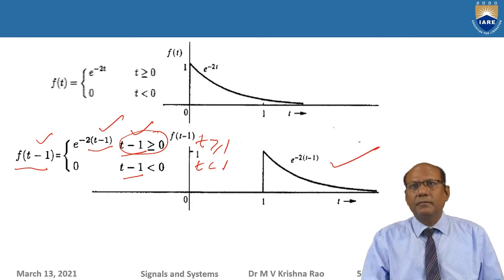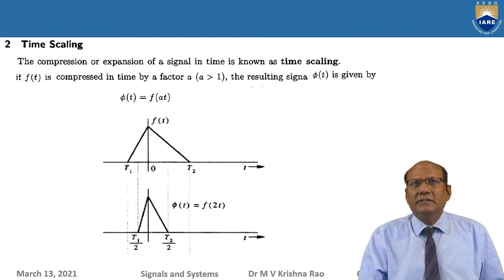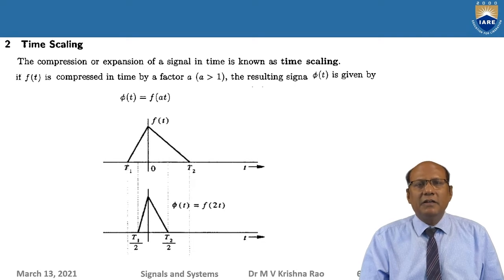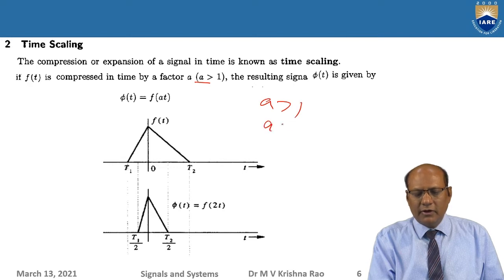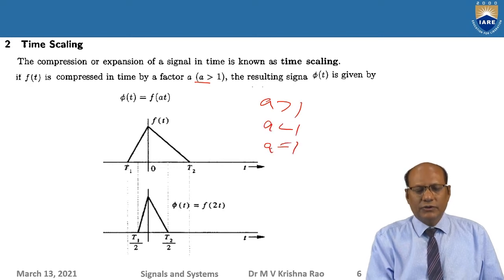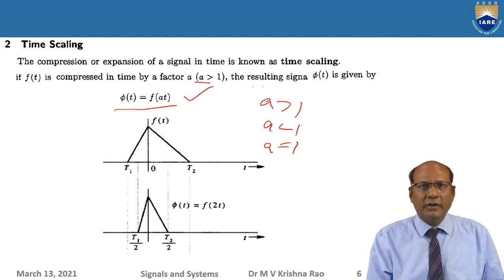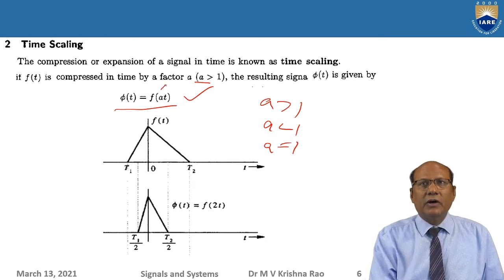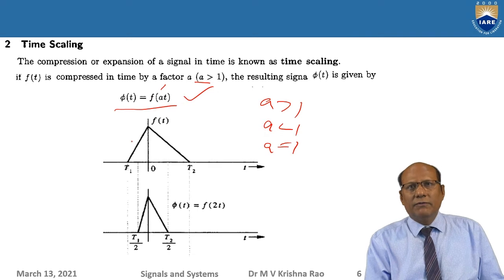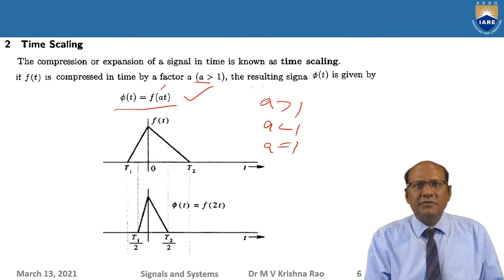Okay. Now, the second operation is time scaling. In this time scaling, we are multiplying the independent variable by some real constant a. The a can be greater than 1, it can be less than 1, or it can be equal to 0. You can express this operation mathematically as phi of t equal to f of a t. When a equal to 1, if you substitute a equal to 1, phi of t equal to f of t. That means the signal is not changing, it is the same signal.